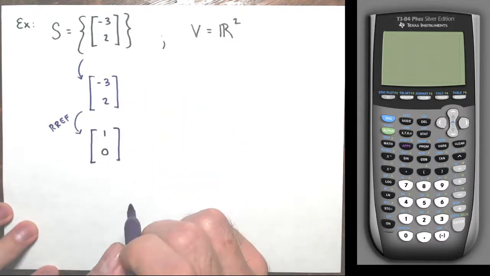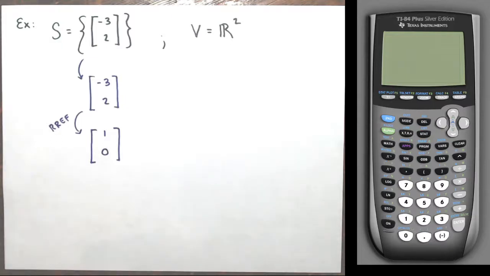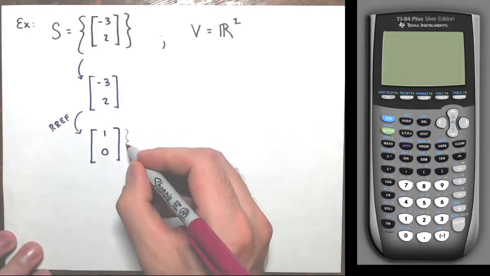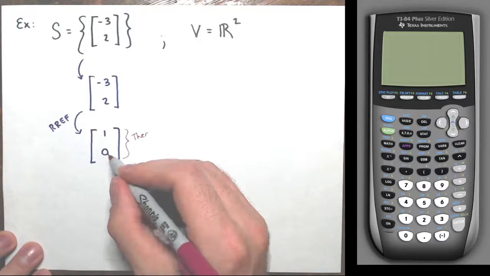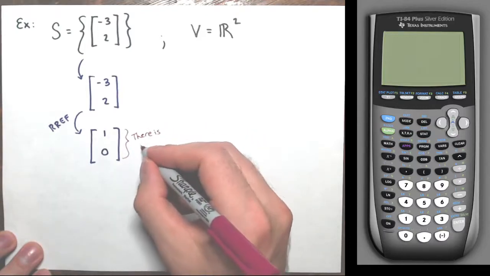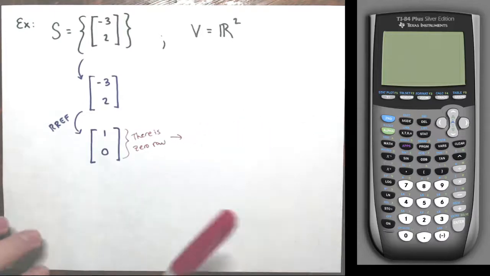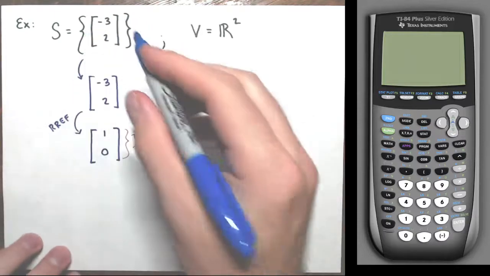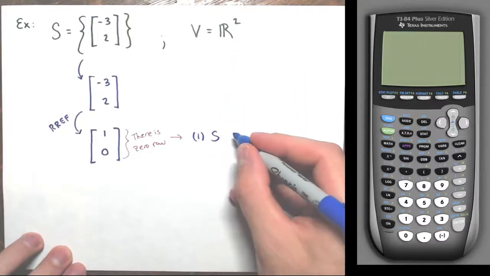Again, very silly. You can tell right away that it's not a basis, and I'll explain why in a second. But then looking at the reduced row echelon form, I notice there is a row of zeros. This second row is made up entirely of zeros. There is a 0 row, so S, this set of vectors, does not span R2.